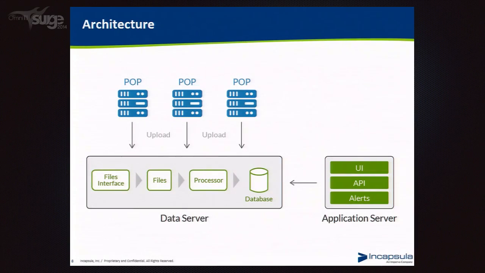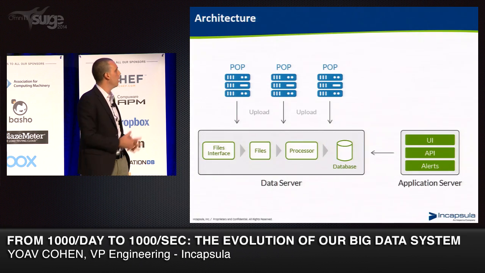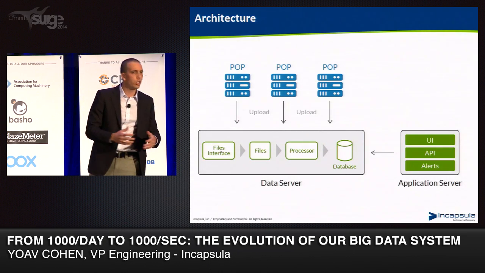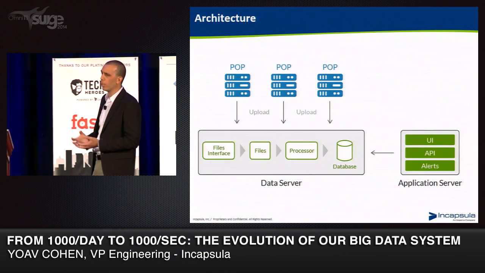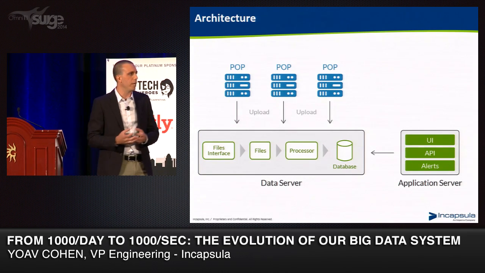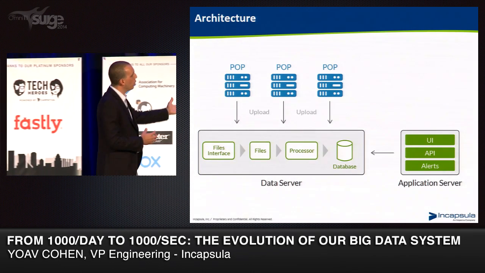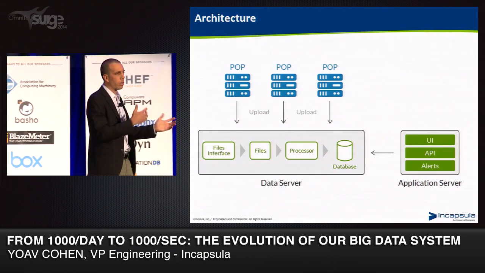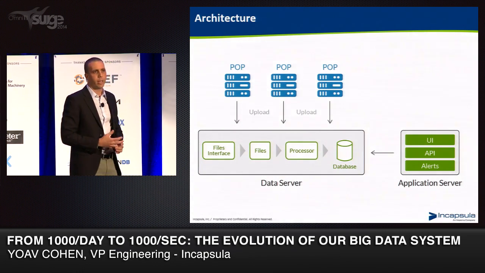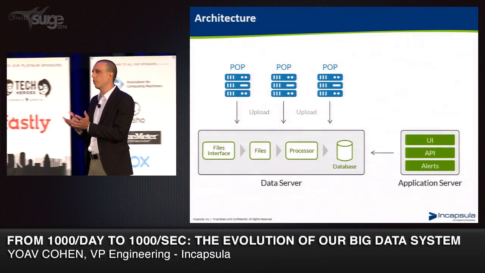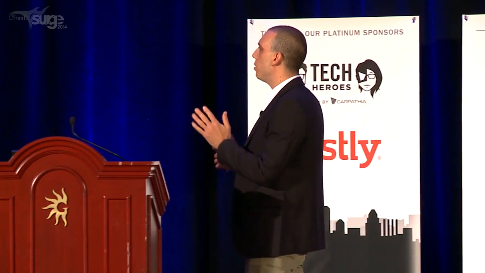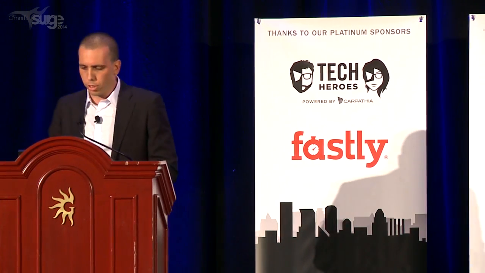The architecture that we have is something that hardly changed over the years. We have lots of POPs, and each POP writes these high throughput streams of data in basically files, one file per minute per edge server. We upload these files into some data server where they are processed in some magical way and shoved into some database for our application to read. So this is the high-level context of what we do, and we have a different design in every generation.